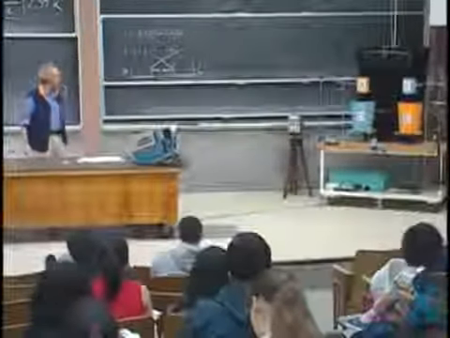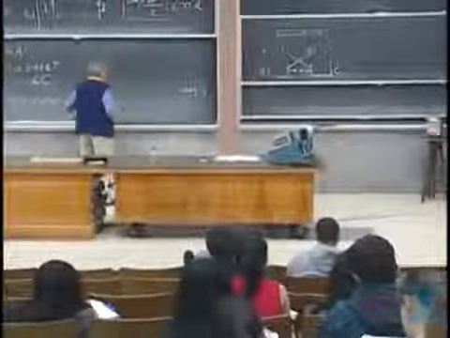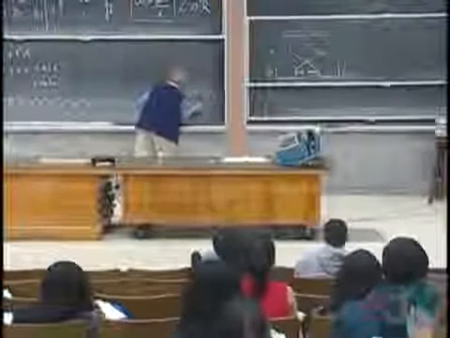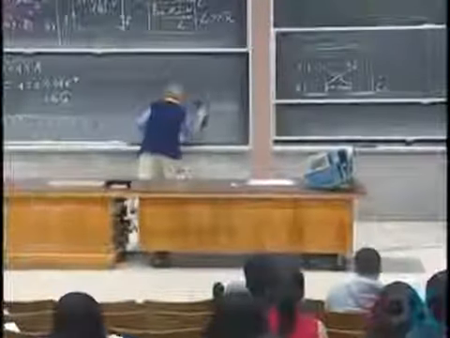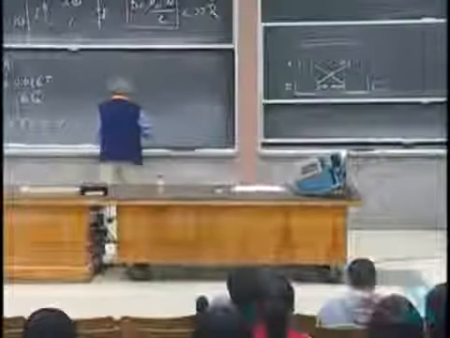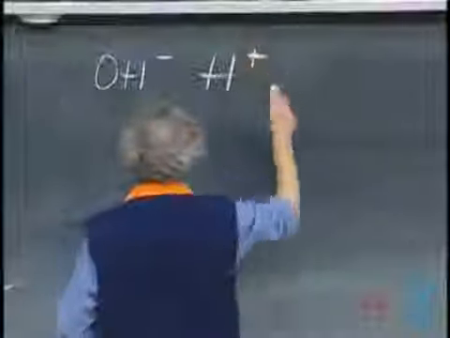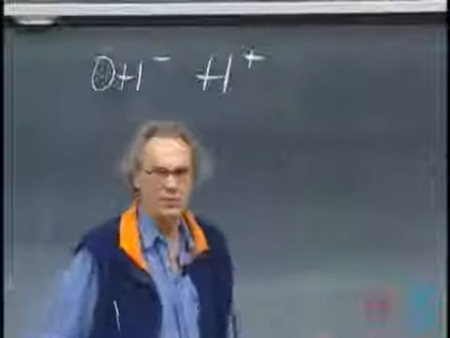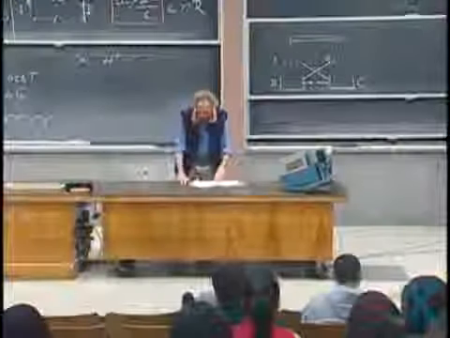How does it work? Well, water has a pH of 7, and that means 1 in 10 to the 7 molecules is ionized. So I have OH minus, and I have H plus. And those are going to be the current carriers. The ions are doing the work here, are doing the job.